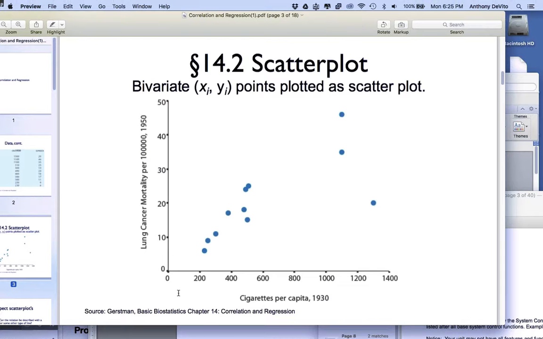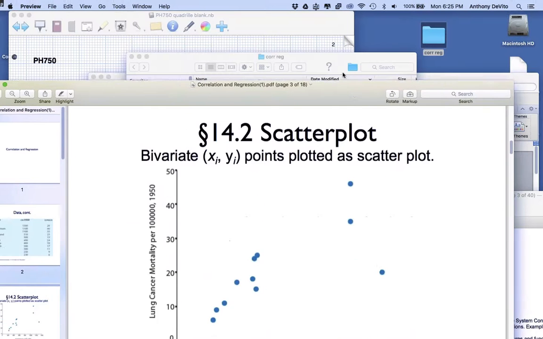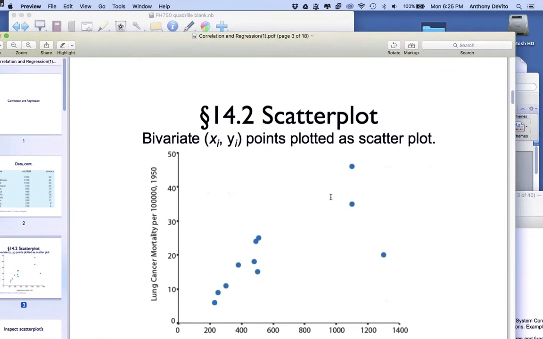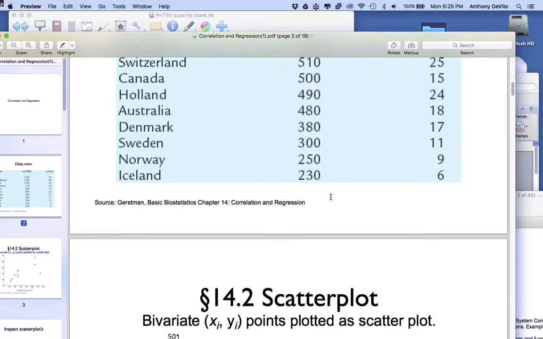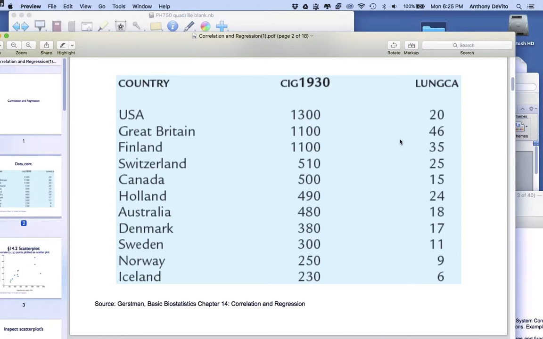Okay, and what do you notice about this? It looks kind of linear: the more cigarettes you smoke, the more cases of lung cancer you get. Now, I got a couple of excursions there. One is this country over here, let me go back and see which one that might have been. Finland? Okay, that's Great Britain, right? Almost 40, exactly, which we decided we kind of understand why that might be an outlier, right?